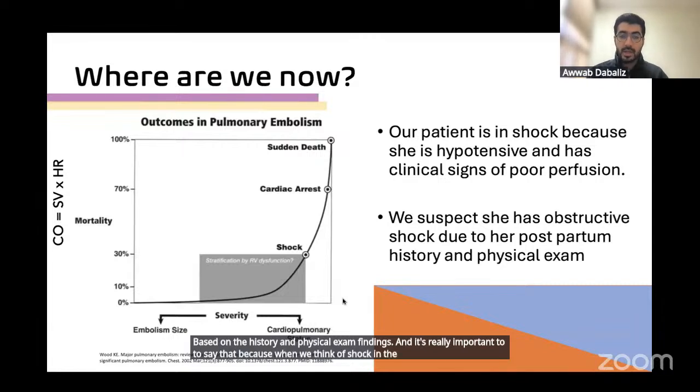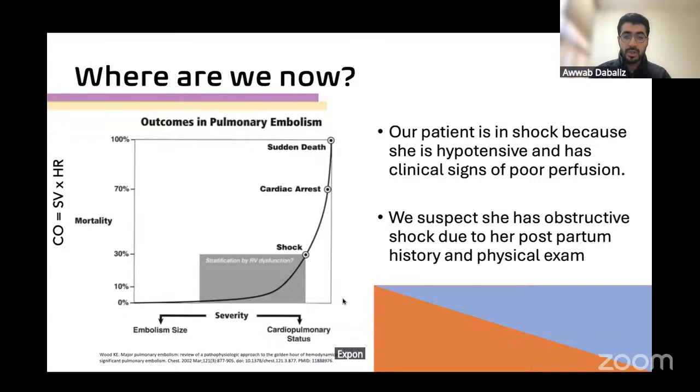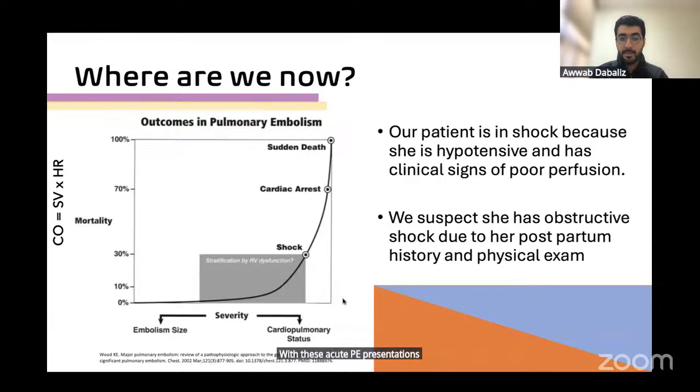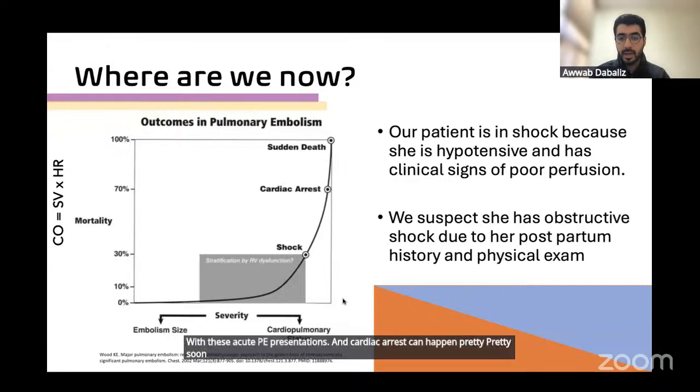in the setting of PE, it really means that we're in a pretty advanced stage when it comes to the PE or acute PE presentation. We'll talk more a little bit later about the stratification and classification of PEs, but it's just interesting to look at this graph here on the left-hand side and see how the mortality is pretty much exponential once you reach the shock state with PE. So that's something to keep in mind with these acute PE presentations, and cardiac arrest can happen pretty soon after a shock presentation with PE. So it's really important to pick it up early and address it appropriately.